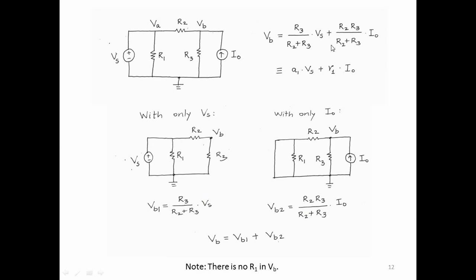As an aside, not related to superposition, note that the expression for VB does not have R1 in it. There is an R1 in the circuit, and usually one would expect that in a circuit like this, any voltage would depend on all the resistances. But there is no R1 in this expression. This is interesting, but actually when one thinks about it, it is not surprising. And here is the reason it is not surprising.